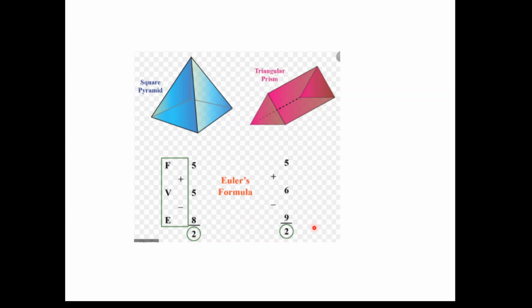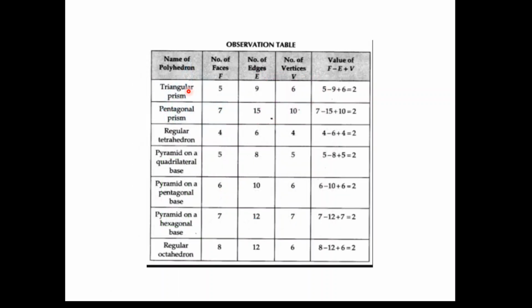Take another one, the triangular prism. Faces 5, vertices 6 and edges 9. 5 plus 6 is 11, minus 9 is 2. You can go through more examples.